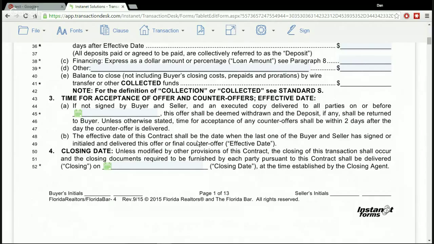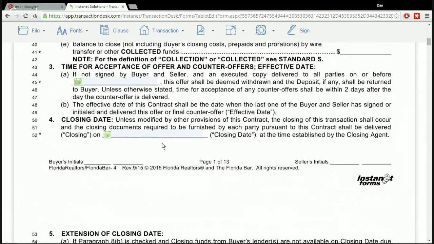The effective date of this contract shall be the date when the last one of the buyer and seller has signed or initialed and delivered this offer or final counteroffer. So it's not just when they sign it, it's when they deliver it. So if your buyer or your seller is the last person to sign off on something and you have a copy of that and you are out somewhere away from your computer and you cannot send it until the next day when you email it, even though your client might have signed it yesterday, when you deliver it today, that is your effective date. So, and delivered.